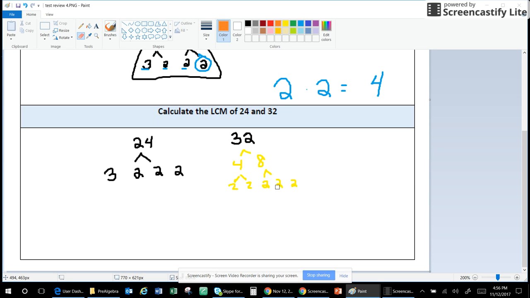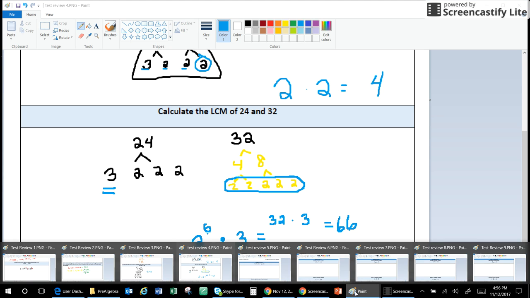And what we do here is we say, okay, what's the highest number of each factor that shows up in each? So for the 32, there's 5 2's here, so I'm going to need 5 2's at least in my answer. I'm just going to write this as 2 to the fifth power times, there's 1 3, so I need 1 3. So 2 to the 5th power is 32, and times 3. 32 times 3 is 96.